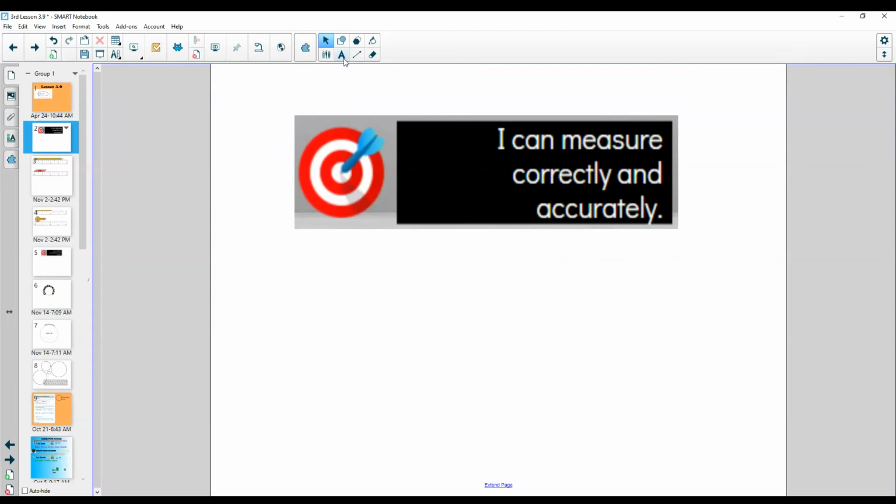Hi, third graders. Today's math lesson is 3.9. So we're going to review our learning targets since we're getting to the end of this chapter. Remember, I can measure correctly and accurately, which means right.